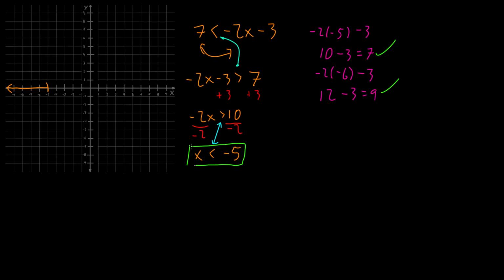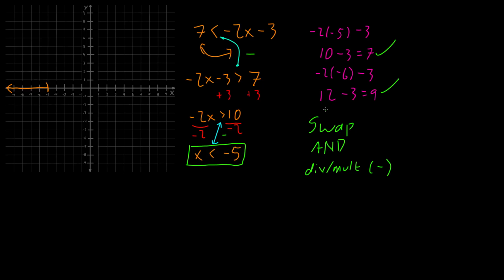We had both a swap of sides, and in addition to that, we also had a divide or multiply by a negative. And so we swapped the direction once here and a second time here to end up with the correct answer, which we tested in this area.